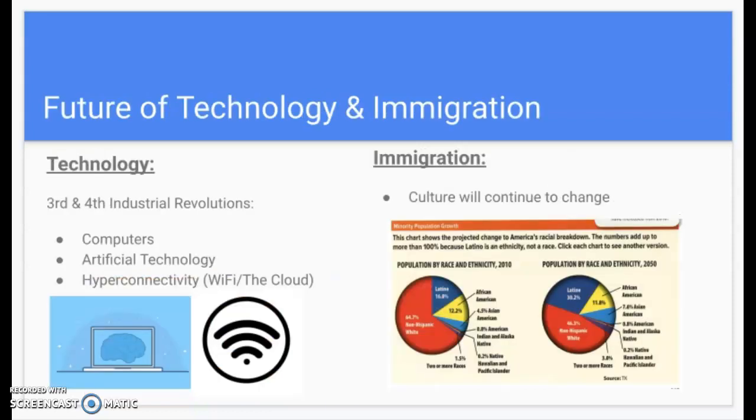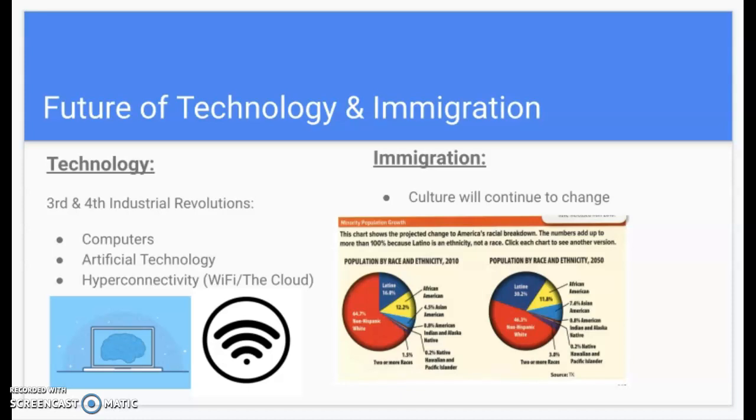Now, the future of technology and immigration in modern America is currently happening and kind of has happened over the past couple of years. The third and fourth industrial revolutions are happening. For example, we are depending a lot on computers, especially at this time. And we are now seeing the development of artificial technology and hyperconnectivity, which includes Wi-Fi and things such as the cloud. The future of immigration will be seeing that the cultures around us will begin to change a lot.